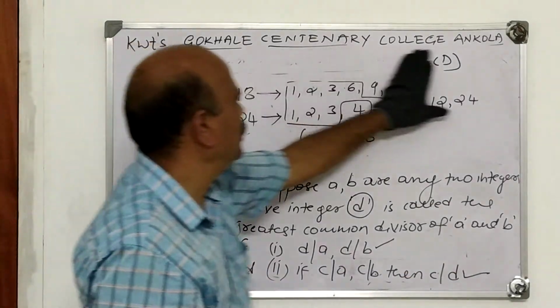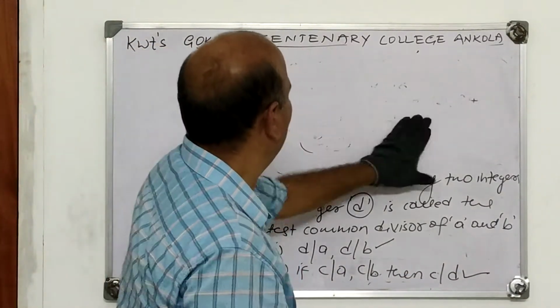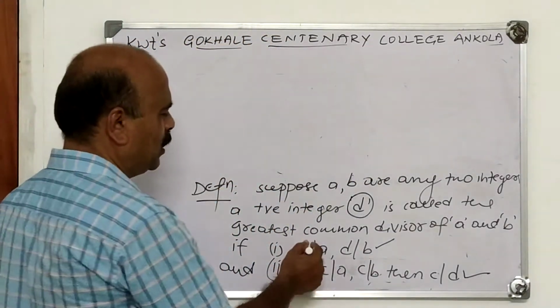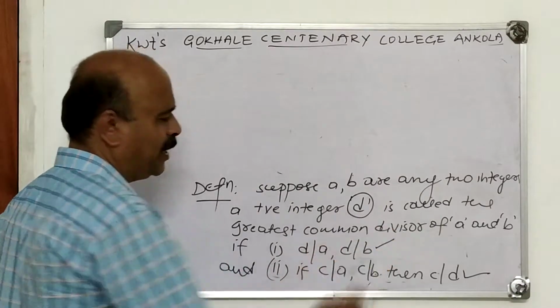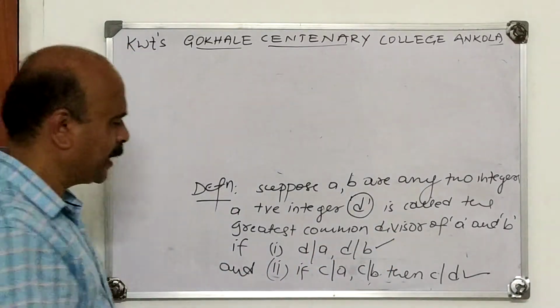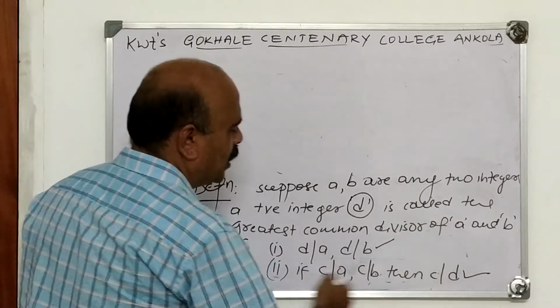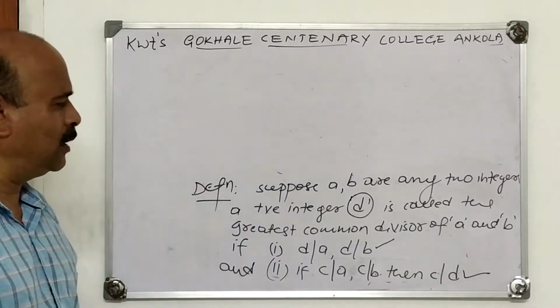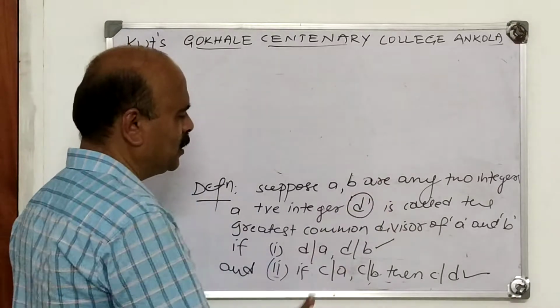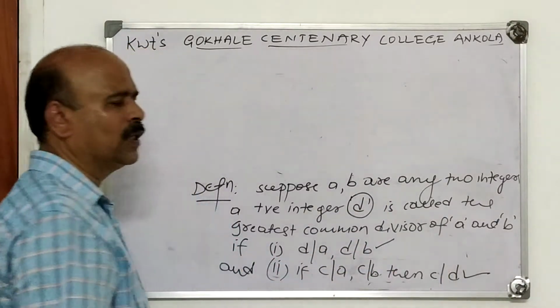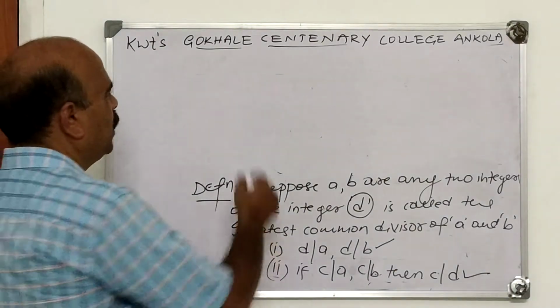What is the meaning of this? In the definition there are two conditions here. The first condition gives that d is a common divisor of a and b. The second condition assures d is the greatest among the common divisors. GCD means it is a common divisor and the greatest among the common divisors.